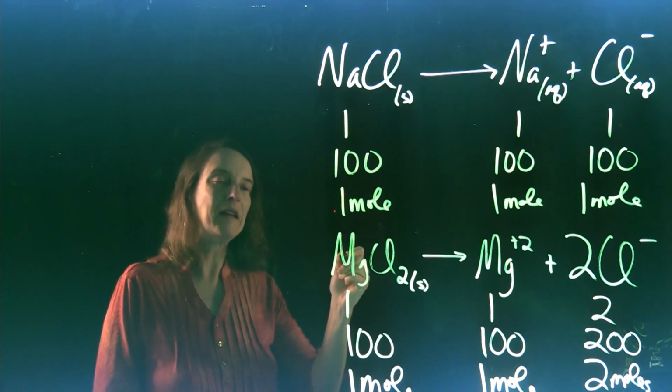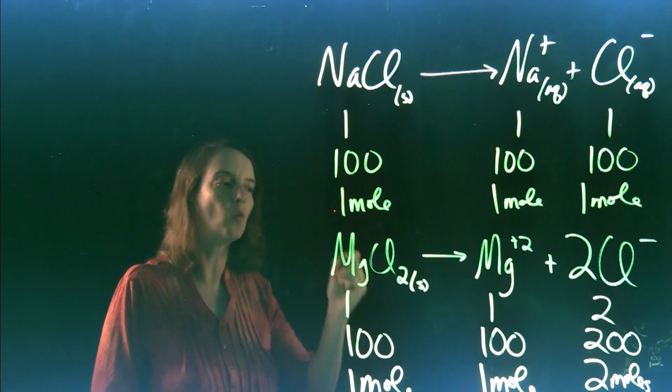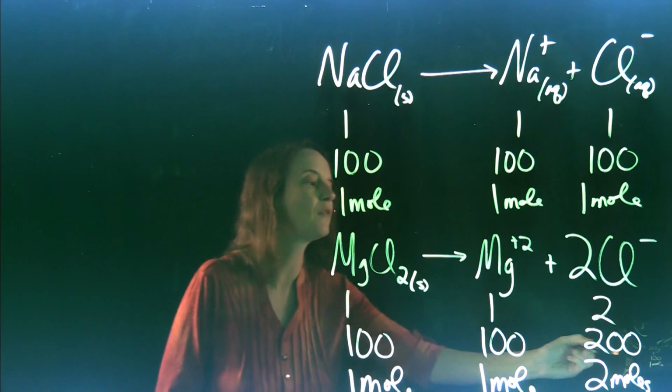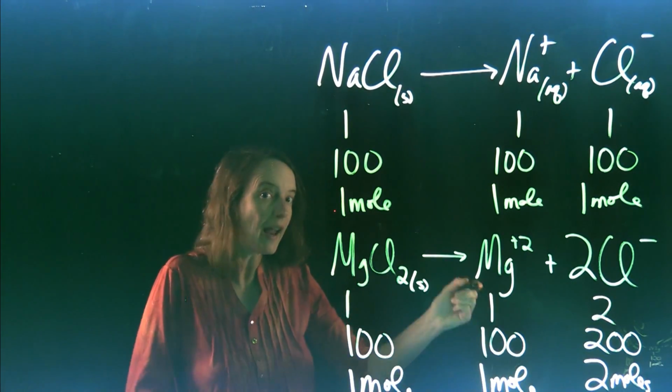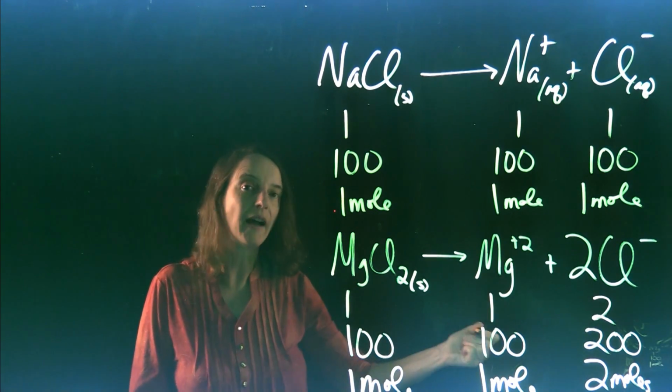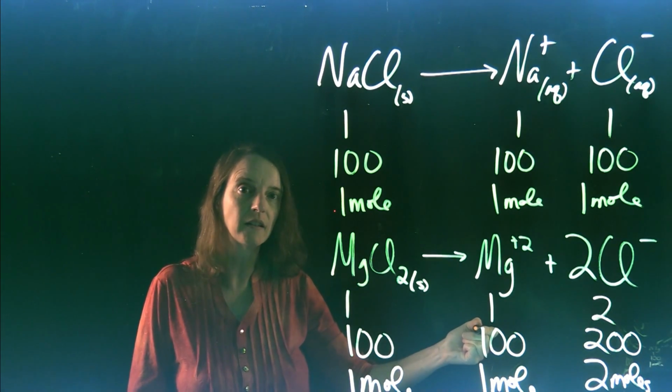In other words, if we compare 1 mole of sodium chloride to 1 mole of magnesium chloride, the magnesium chloride solution will give us more ions in solution and should therefore be the more conductive solution. We should measure a higher conductivity for it.